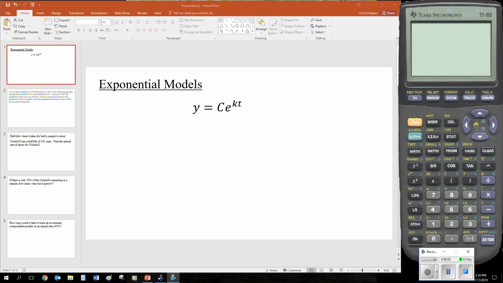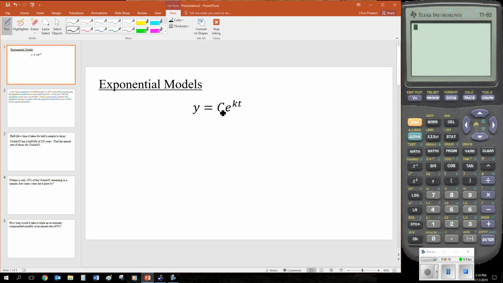All right, we're going to look at some exponential models. This is the basic layout of the exponential model: y equals C e to the kt. C is your initial amount. It also corresponds to the y-intercept.